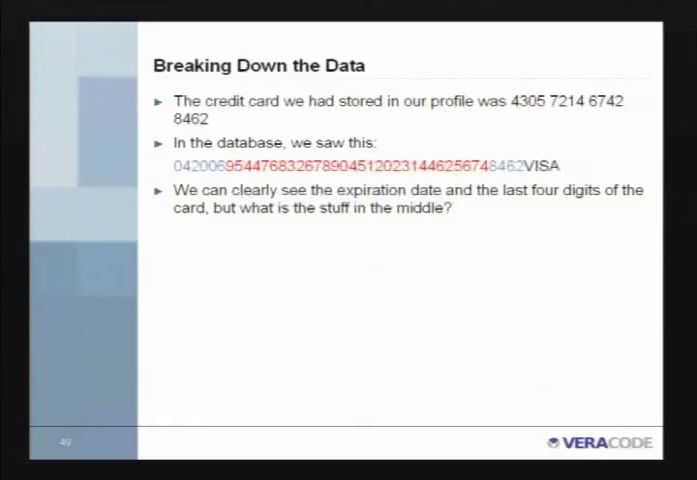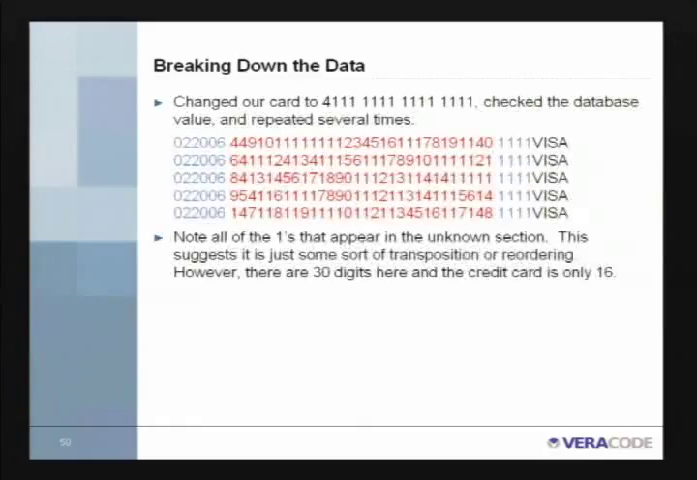So we want to figure out kind of what that is. So we changed our card number to 4 and all ones, which is great because that's sort of the simplest form of the credit card number that still passes the check, and it's what all the applications typically use with testing.